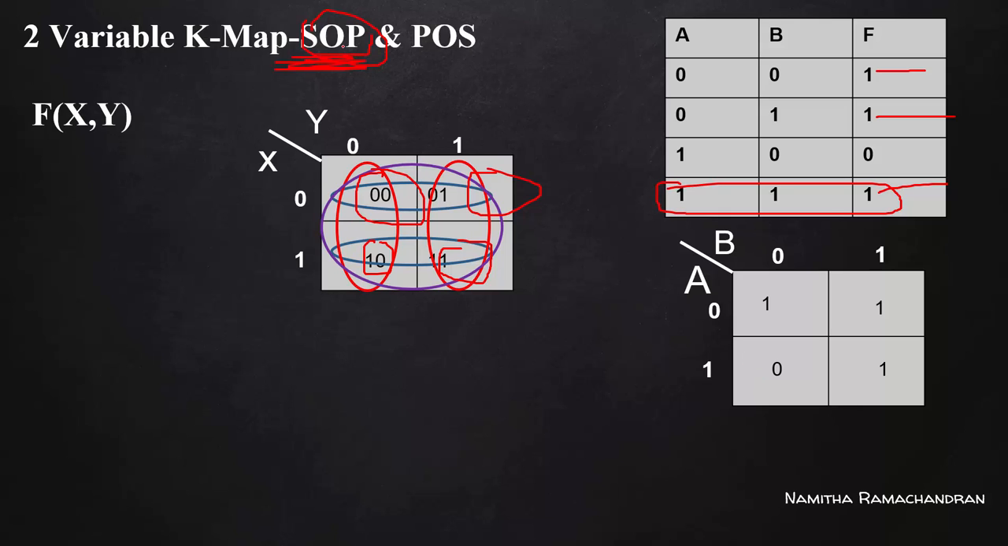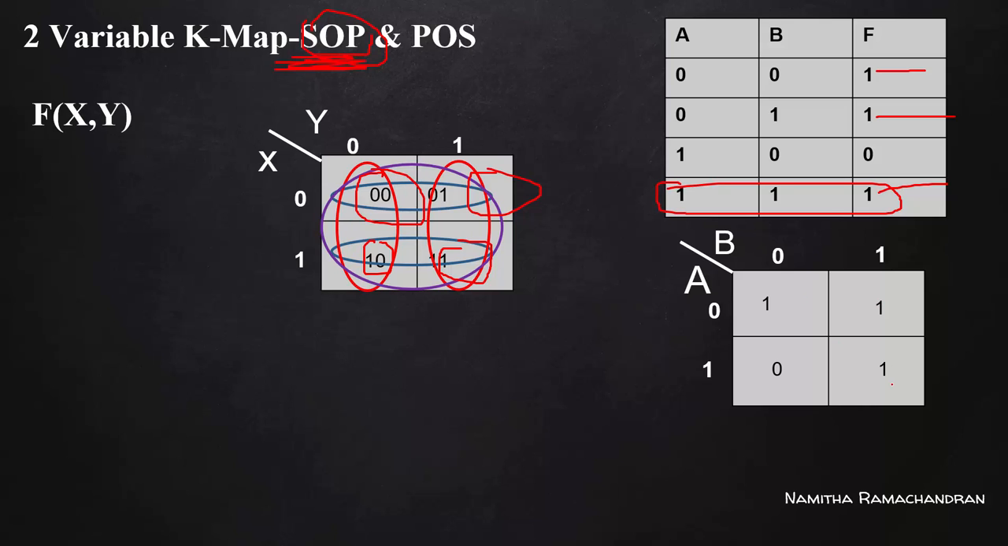And in the SOP form, we need to consider groups of ones. That means in these cells, after marking these zeros and ones, we need to make different groups. And always remember, try to make a group of the maximum possible size. Okay, here we can't make a group of 4 cells. Why? Because in this particular cell, we have the value 0. So the maximum possibility is a group of 2 ones.